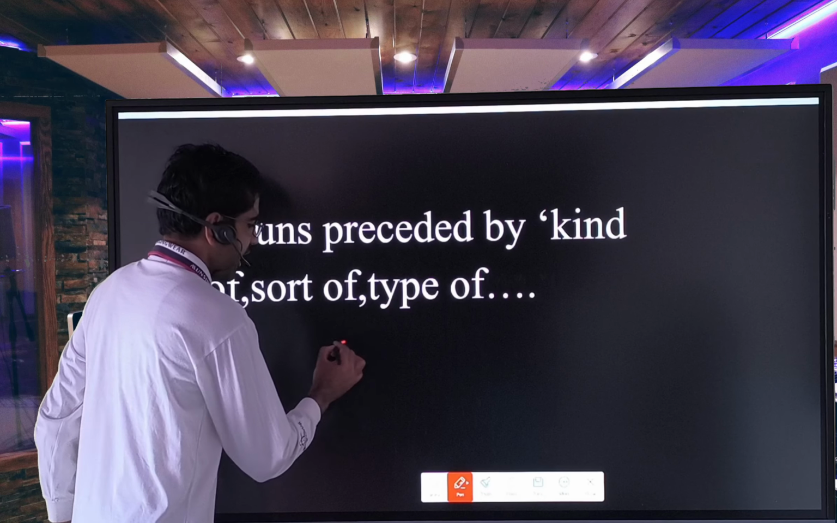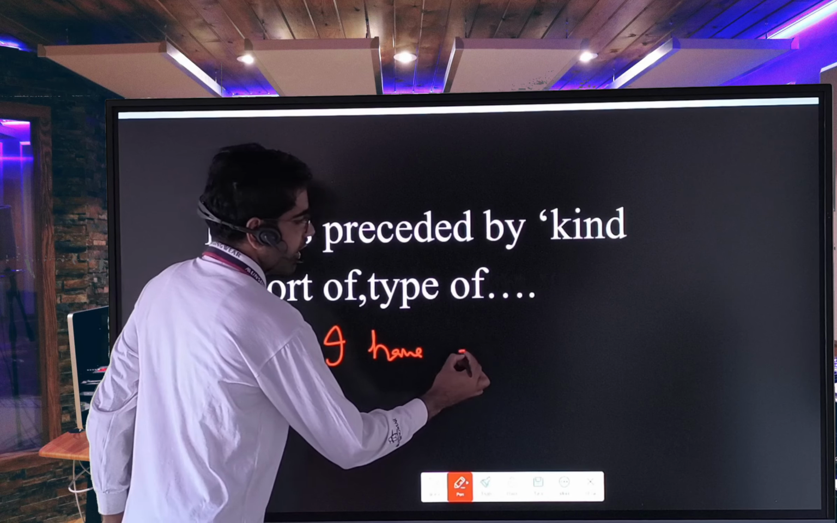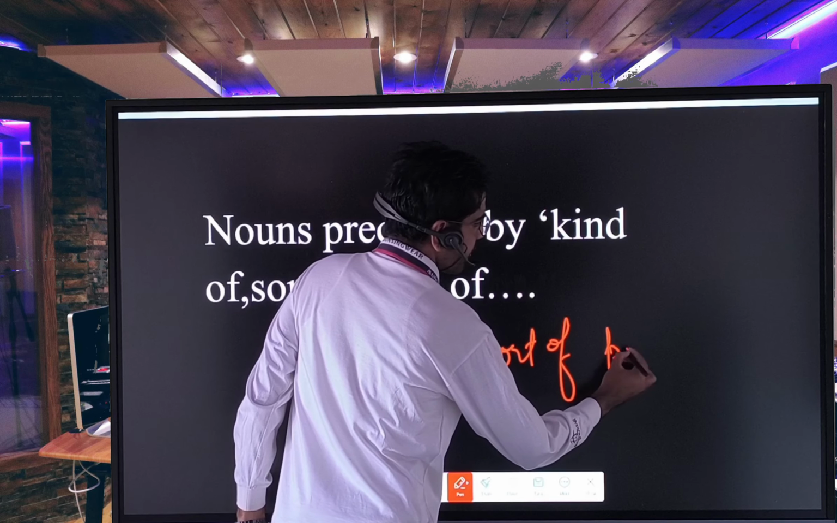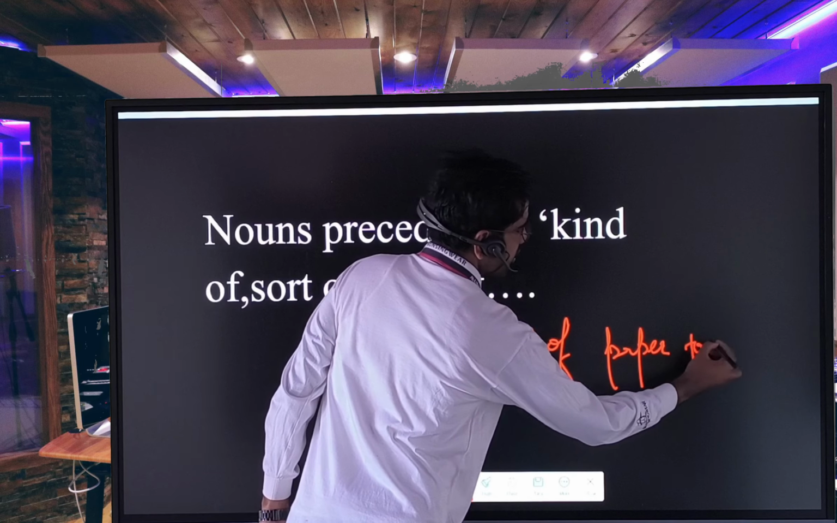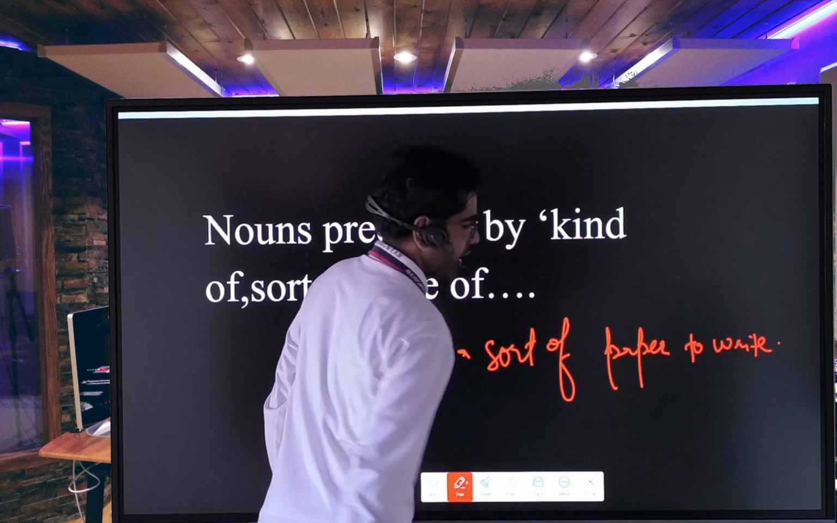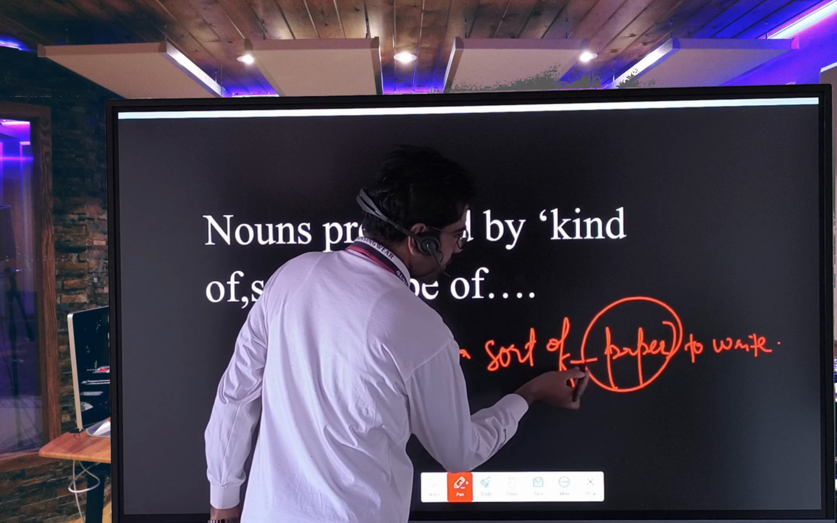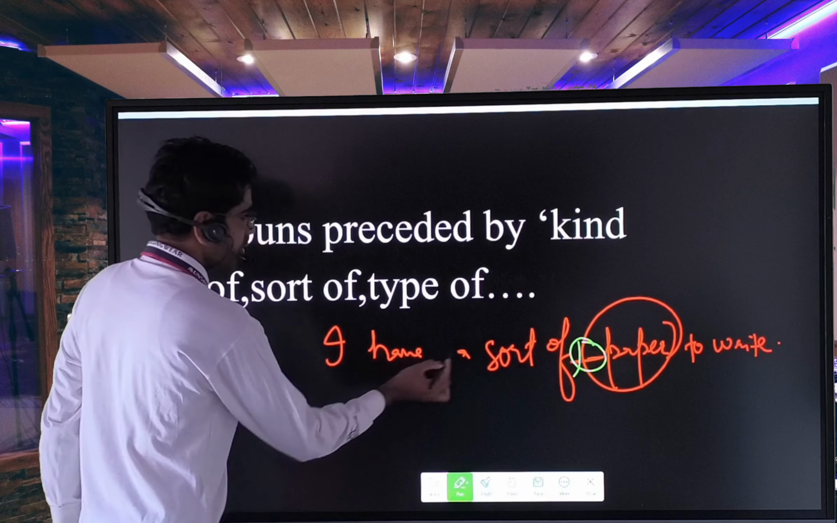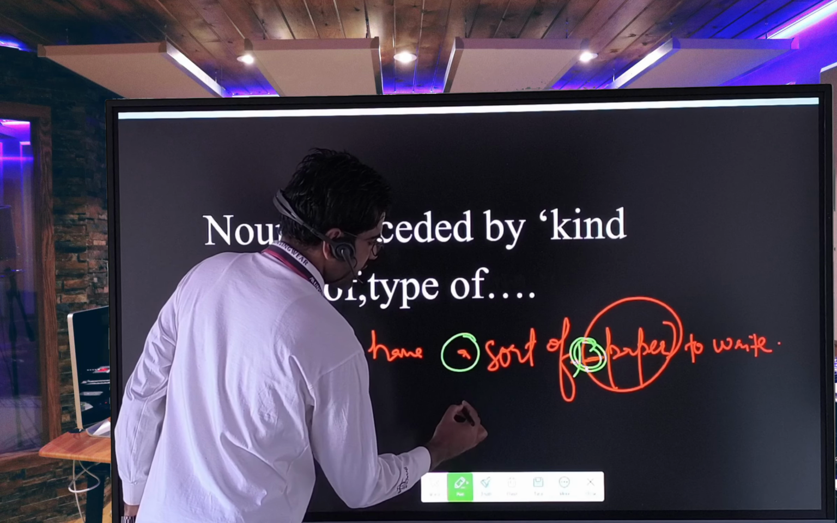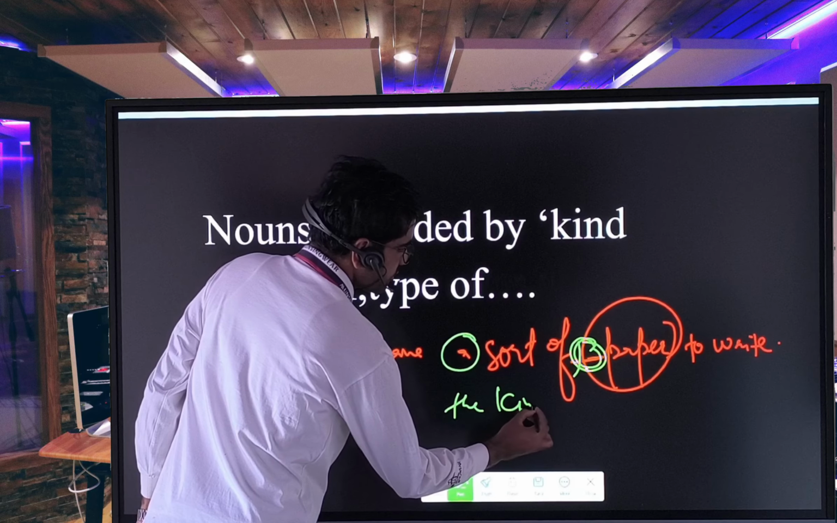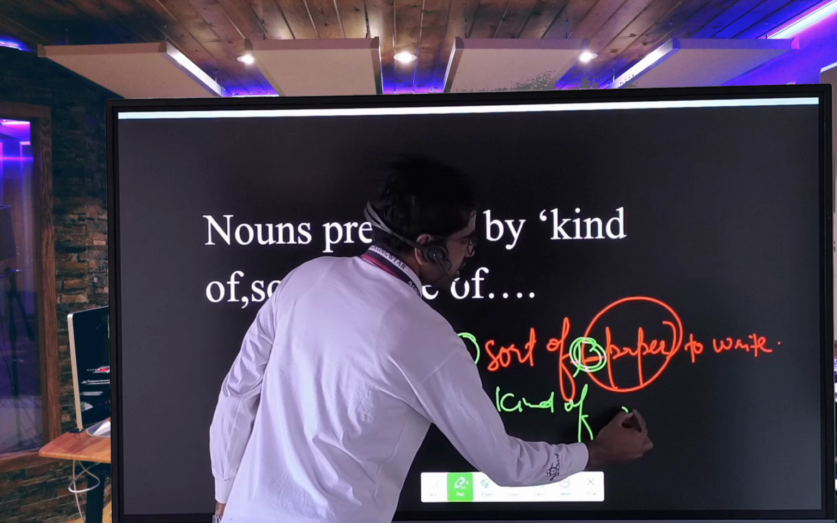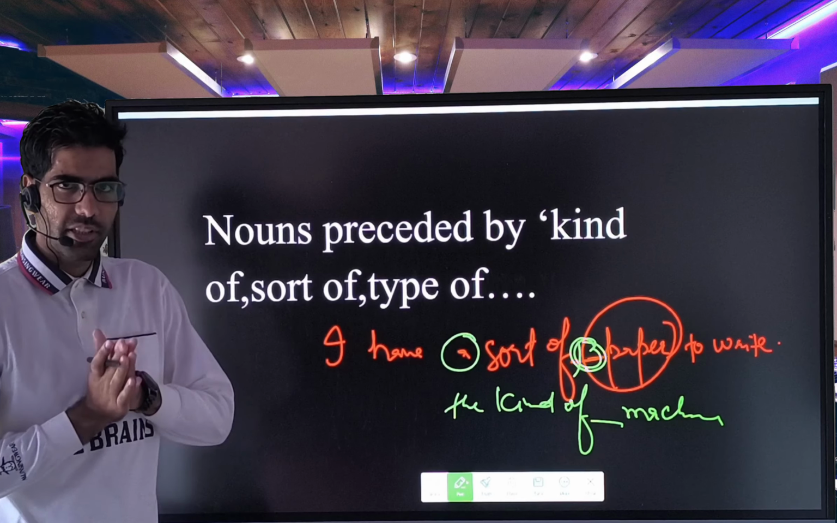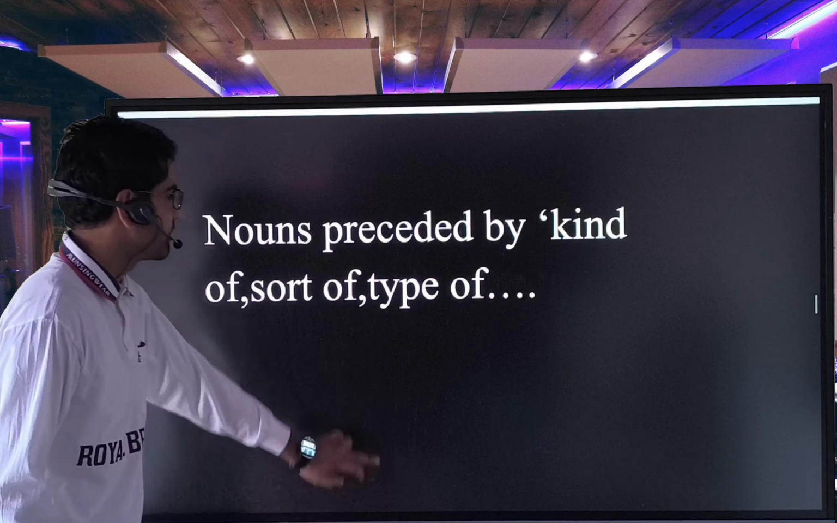For example, I say that I have a sort of paper to write. Okay, what is the noun here? Paper. Before it I don't have to use any article. Here, dear students, I can use an article before sort, but before paper I don't have to use one. In the same way, if I say it's the kind of machine. It's kind of machine. It's the kind of the machine. No, don't use any article here. Got it, dear students? Okay, let's move on.